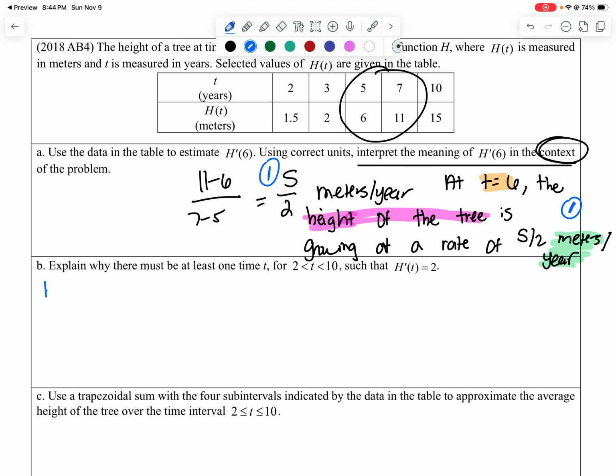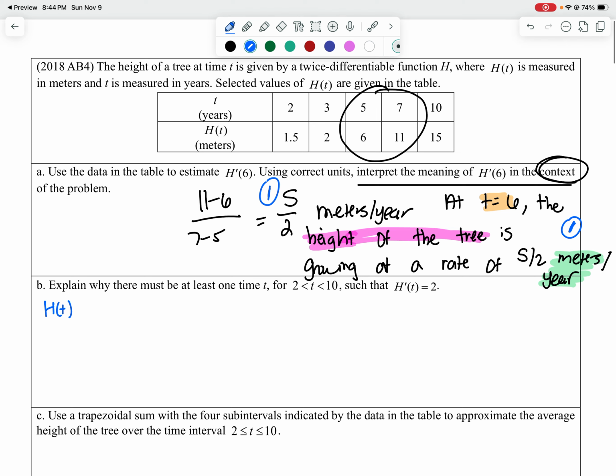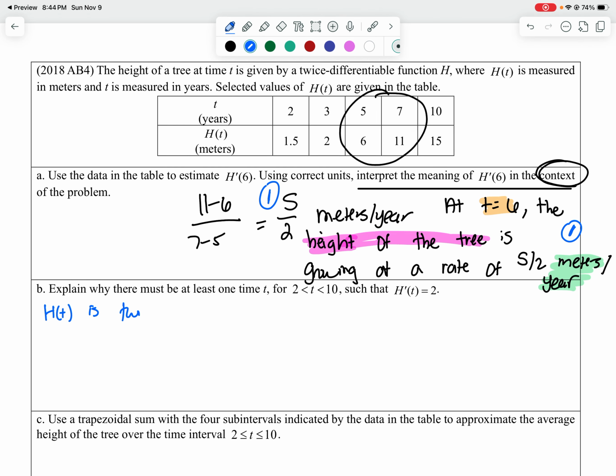Oh, beta. So h of t is twice differentiable from 2 to 10, therefore continuous from 2 to 10. Notice how I have my open interval from 2 to 10 for my differentiability, and then for continuous, I have my closed interval from 2 to 10. Now, like I said, if you did 2 to 10, that's not going to work. That's not going to give you an average rate of change of 2.